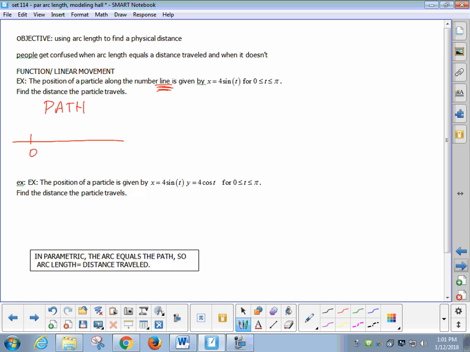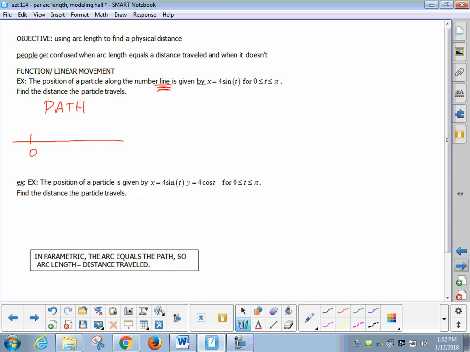Over that time frame, does it always move forward, or does it sometimes move backward? It moves backwards. Why? Well, if you just look at it, it starts at 0 and ends at 0 and doesn't stay at 0, so it's going to go back. Also, its derivative is cosine. In terms of how it moves, that's velocity. Its velocity is 4 cosine t.